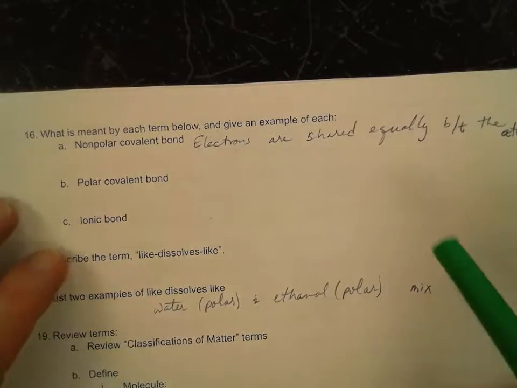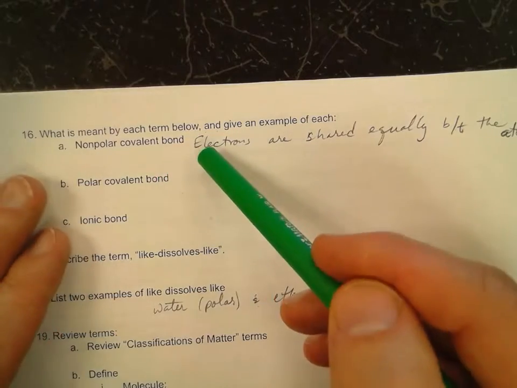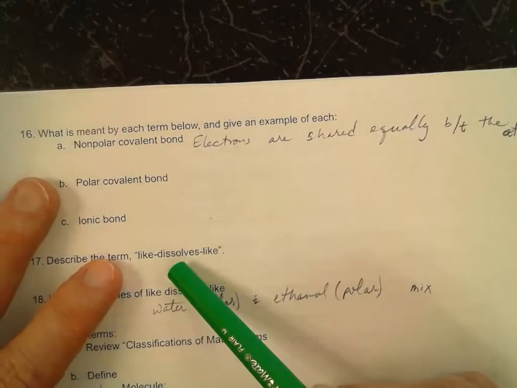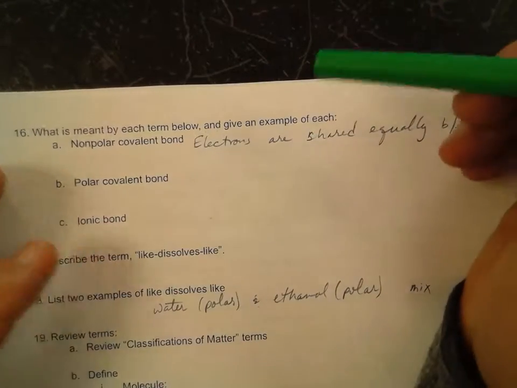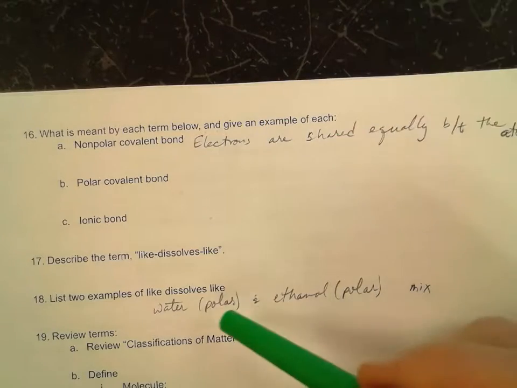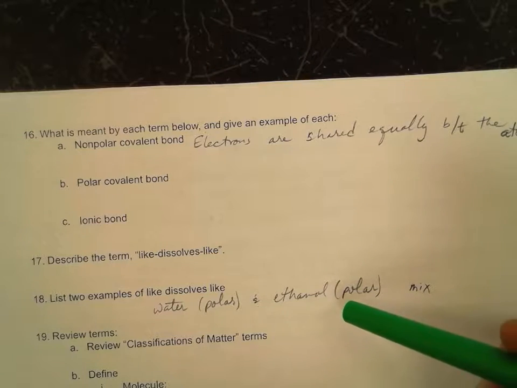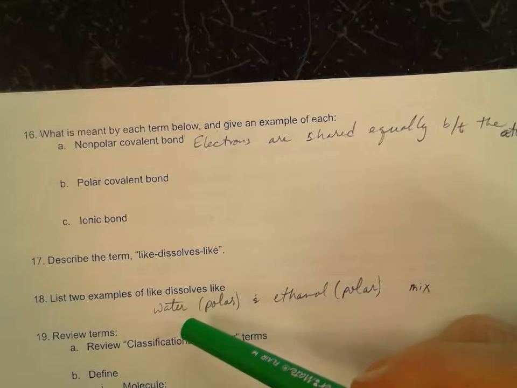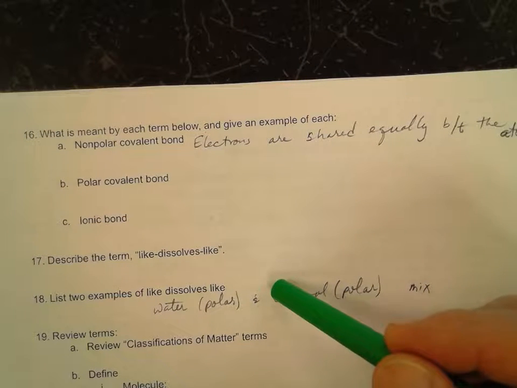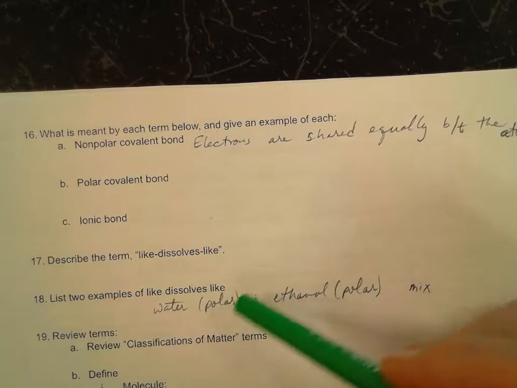All right. These are, I think, starting to be redundant here. You know what a non-polar covalent and a polar covalent and ionic is. What do we mean when we say like dissolves like? That's just polar substances tend to dissolve in other polar substances. So water being polar and ethanol being polar tend to dissolve in each other. But like we saw in our lab, water, which is polar, and mineral oil, which is nonpolar, or any type of cooking oil, which is nonpolar, tend not to dissolve.